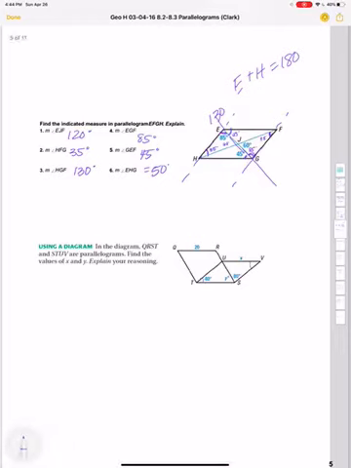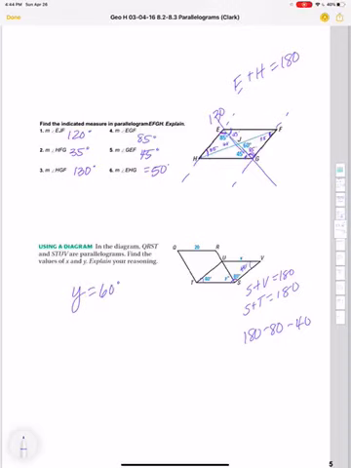This is 40, this is 40. And S plus V should equal 180. Or also S plus T should equal 180. So let's see, we can figure out Y, because if I do 180 minus 80 minus 40, that's 60. So Y equals 60 degrees.